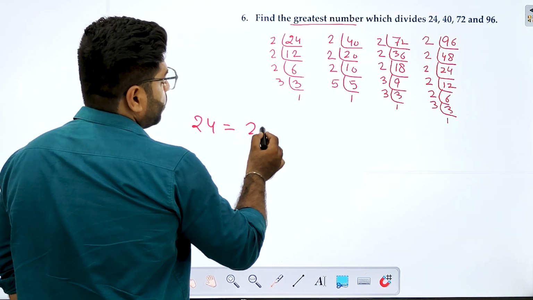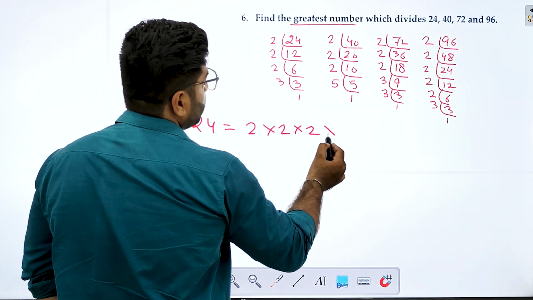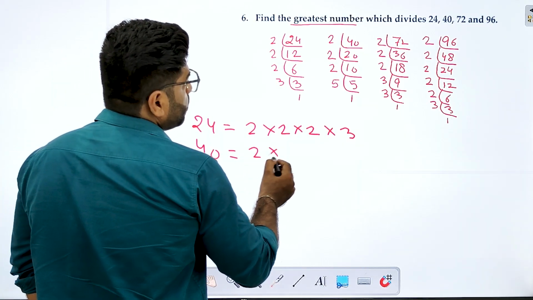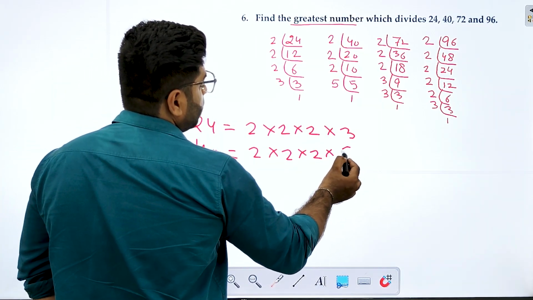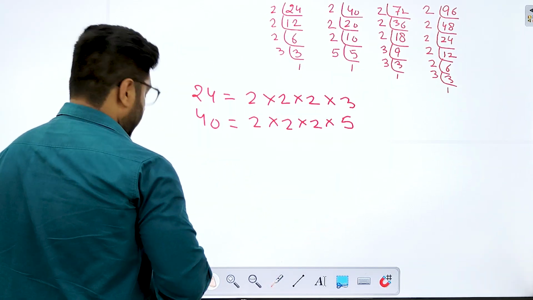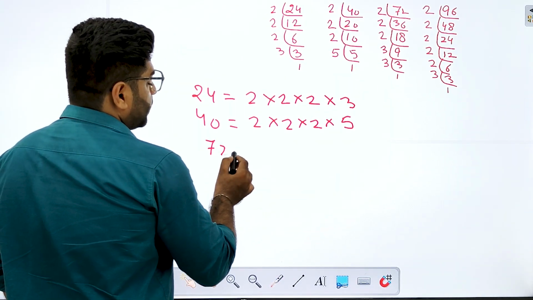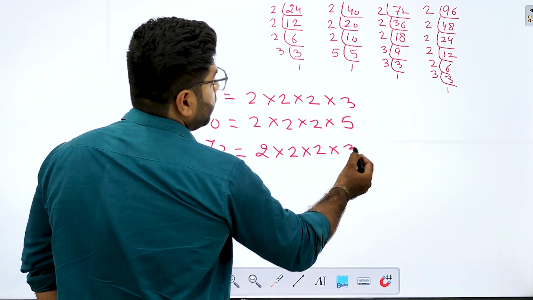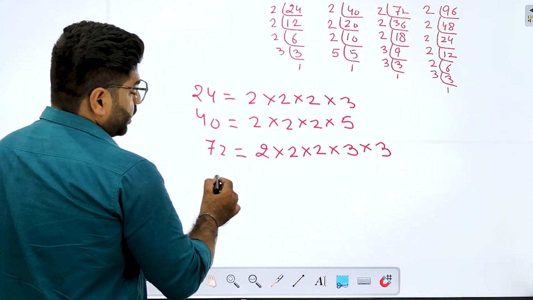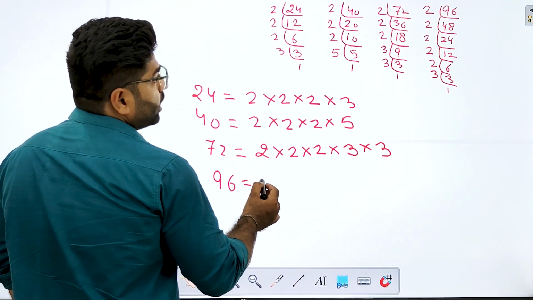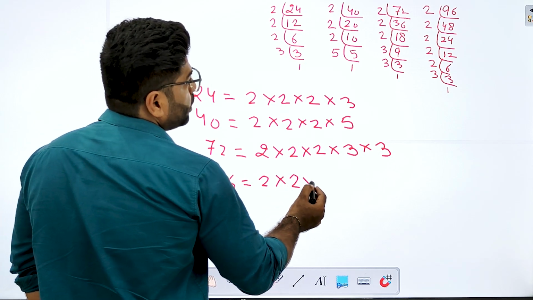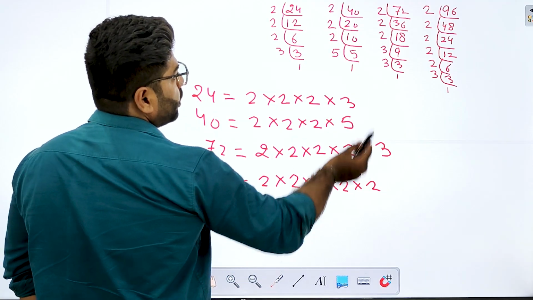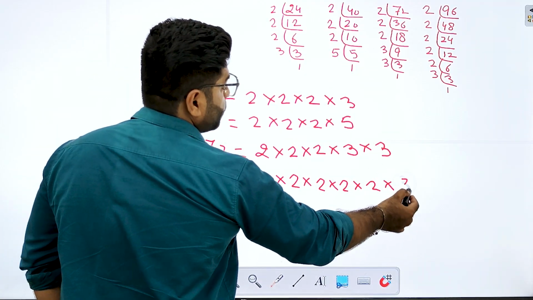The factors of 24 are 2 multiplied by 2 multiplied by 2 multiplied by 3. Then we are having 40. So factors of 40 are 2 multiplied by 2 multiplied by 2 multiplied by 5. Next we are having 72. The factors of 72 are just like 2 multiplied by 2 multiplied by 2 multiplied by 3 multiplied by 3. After that we are having 96. That is, the factors of 96 are 2 multiplied by 2 multiplied by 2 multiplied by 2 multiplied by 2, that is five 2s, and the last is 3.